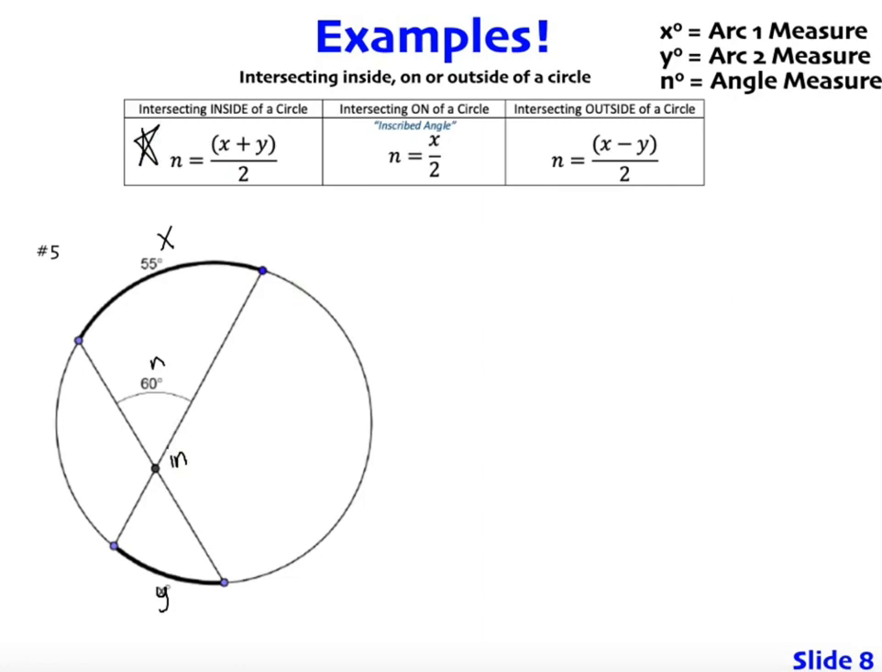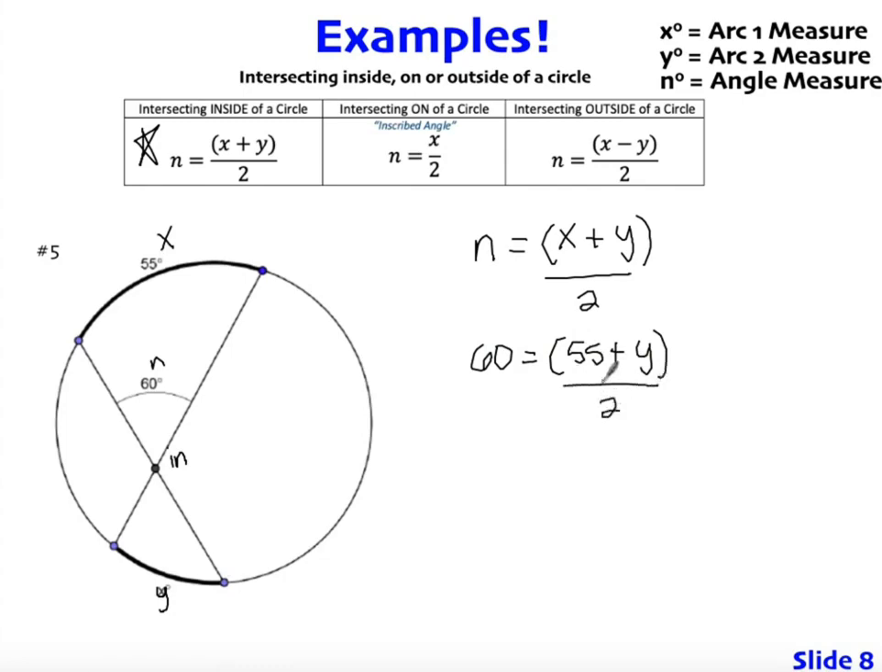And using our inside formula, we'll see that the measurement of our angle is equal to the sum of our arcs divided by 2. Remember, again, it looks kind of like a plus sign, so we use a plus sign. So our angle that we have is 60, that's n. So 60 equals our x, which is 55, plus we don't know what y is, and divide that by 2. With addition, it's a little less work, and you'll see why in a second. So we want to get rid of this 2, so we multiply both sides by 2 to cancel those out. And that's going to leave us with 120 equals 55 plus y.